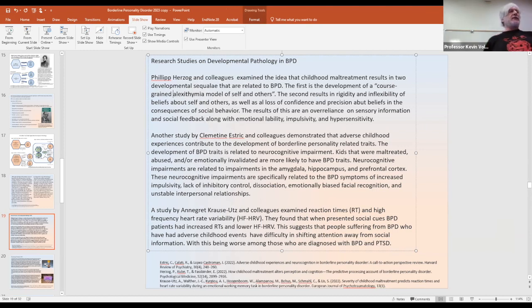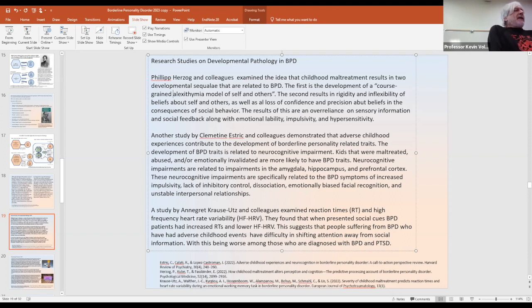Problems with emotions, feeling emotions, self and others. The second thing is the results in rigidity and flexibility of belief about self and others, as well as a loss of confidence and precision about beliefs in the consequences of social behavior. So also not understanding what the consequences of your behavior is. Okay? Over-reliance on sensory information, social feedback, emotional lability, impulsivity, hypersensitivity. But the idea is that it just comes from early childhood.